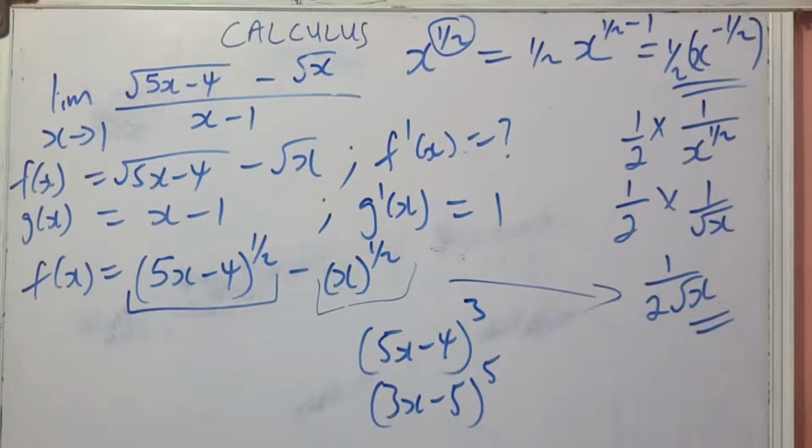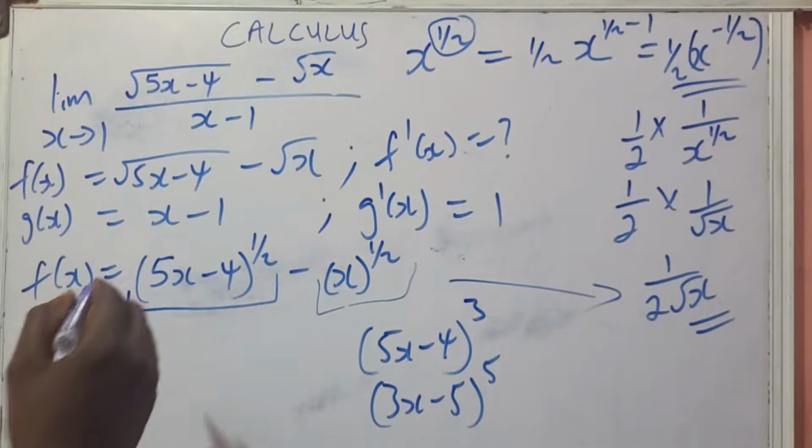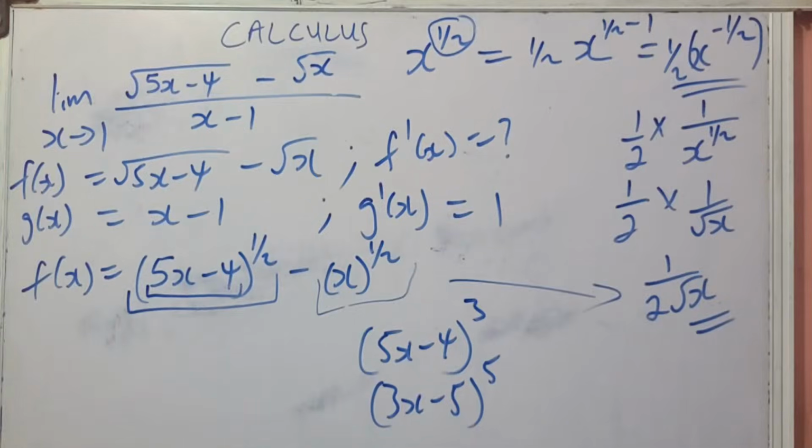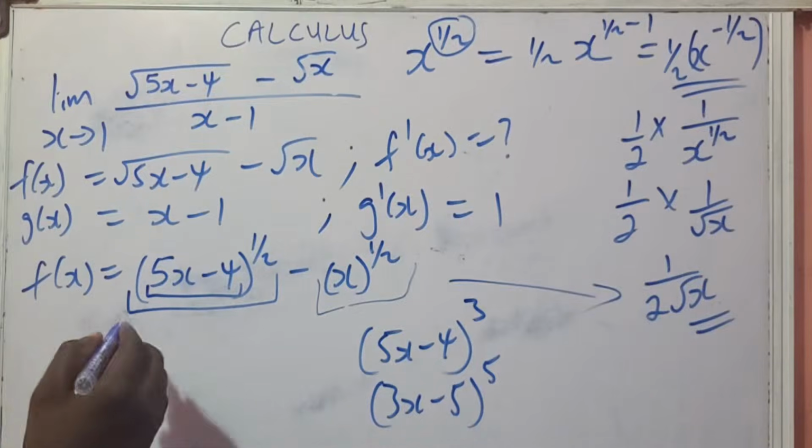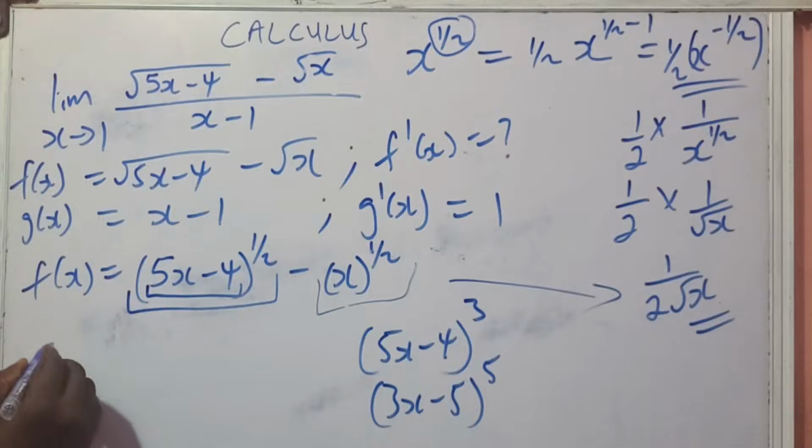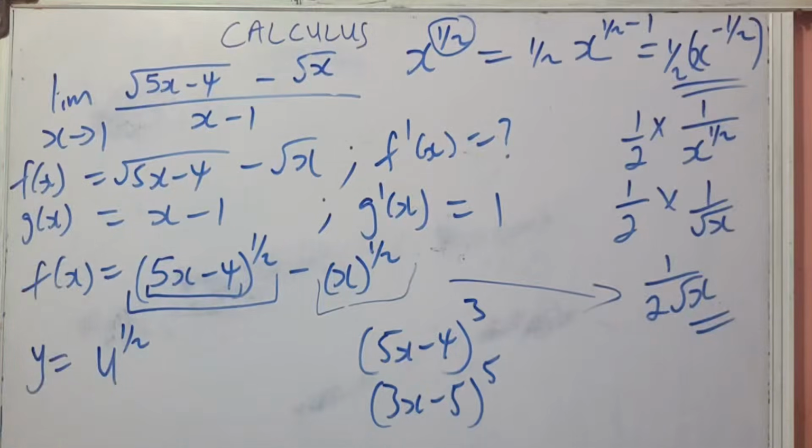What chain rule does is that the first thing you want to do is to represent whatever is inside your bracket with any letter you want. The most one I'll be using here is U. So I'm going to use this as U. So let me call this Y. So I want to say Y equals U raised to power 1 over 2. I'm calling my f of x Y because it's easier to work that way.